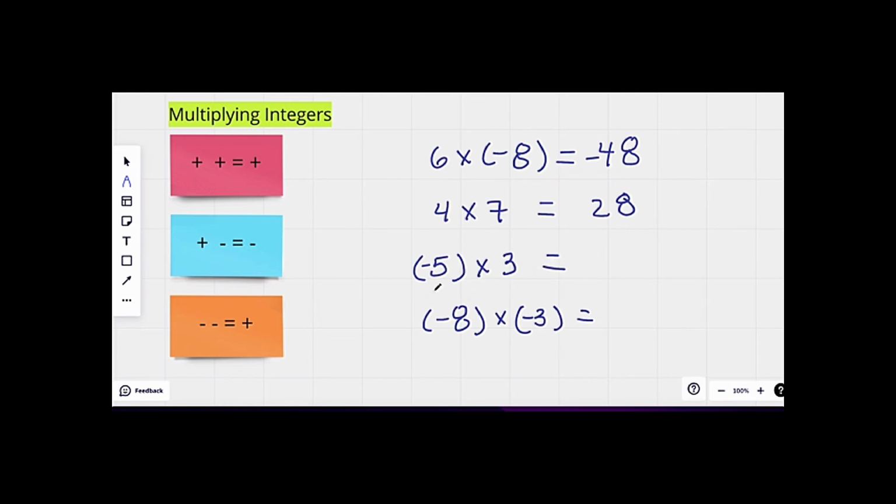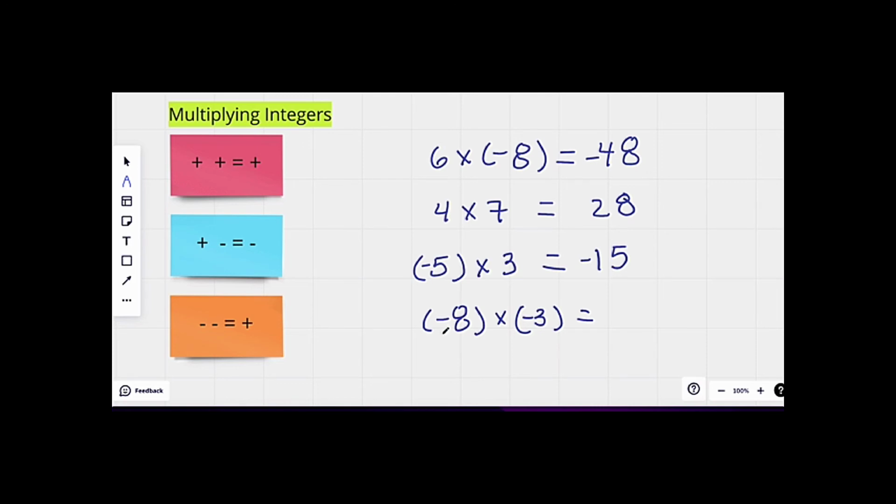Okay, what about this one? We've got negative 5 times 3. So we know that we're going to have 15 because 5 times 3 is 15, but is it going to be negative or is it going to be positive? Well, we look at our numbers and we see that we have a negative 5 and we have a positive 3. Okay, so a negative times a positive equals a negative, which is the same thing as a positive times a negative. So that would be negative 15.